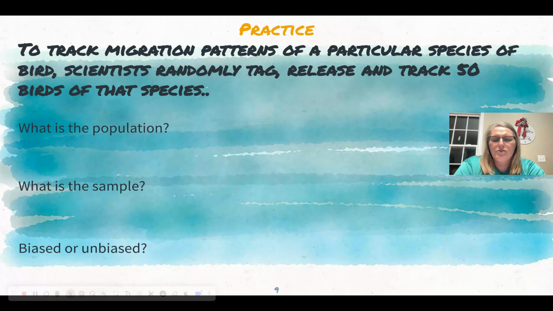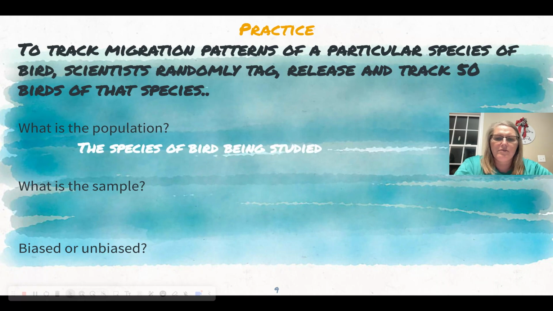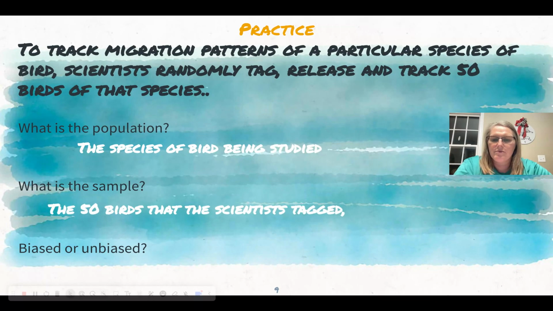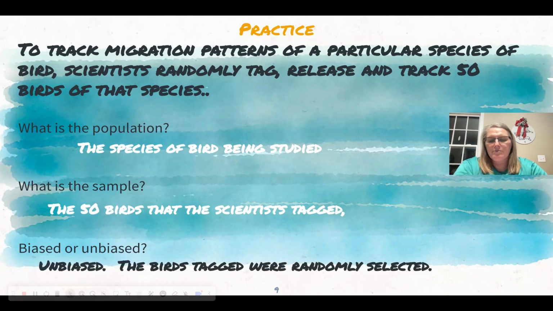Here's another one. To track migration patterns of a particular species of bird, scientists randomly tag, release, and track 50 birds of that species. So what's going to be the population? Obviously, it's the species of birds being studied. What's going to be the sample? Absolutely, just the 50 birds that the scientists tagged. So would this be biased or unbiased? Yeah, this would be unbiased because the birds tagged were randomly selected. It just wasn't certain ones. It was just randomly done, so that would be unbiased.